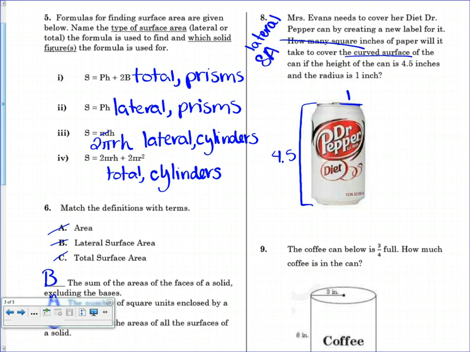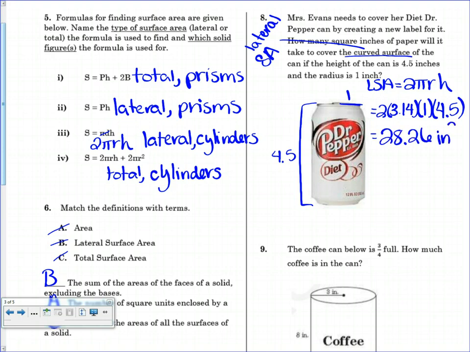Okay. So we're going to use the lateral surface area formula, 2 pi r h. So pi is 3.14. My radius here is 1, and the height is 4.5. Multiply all that together, 28.26 inches squared.